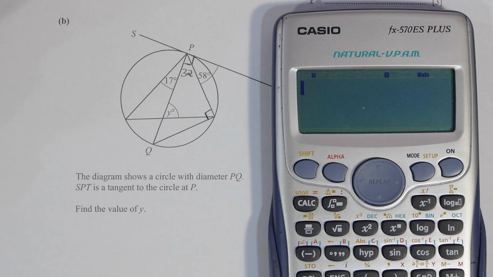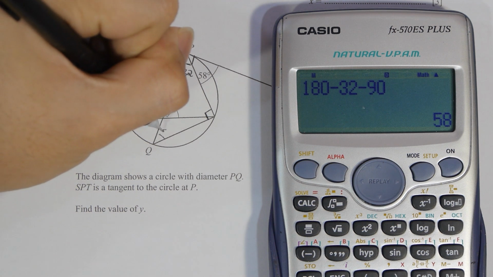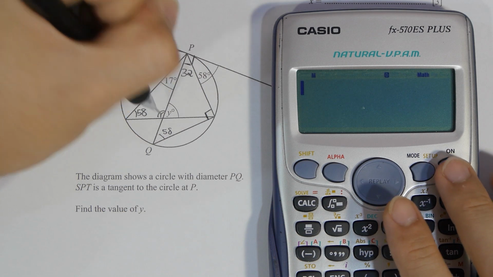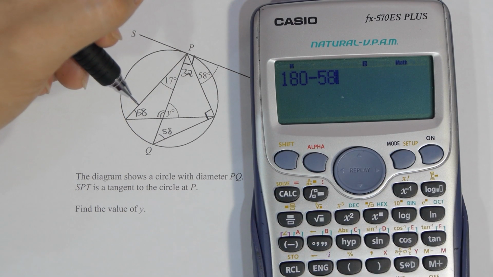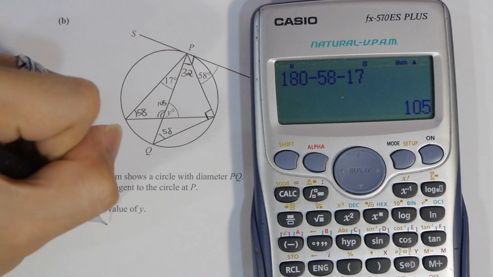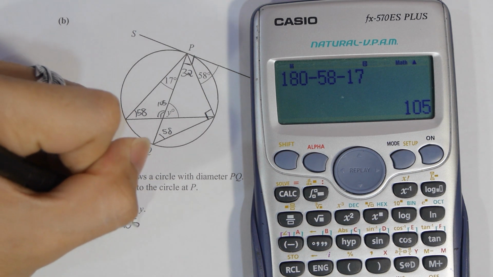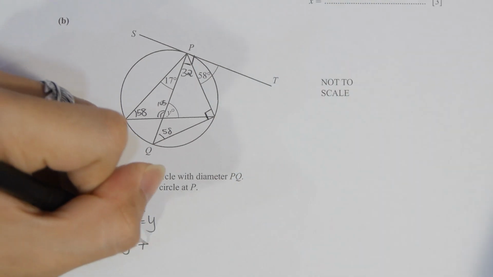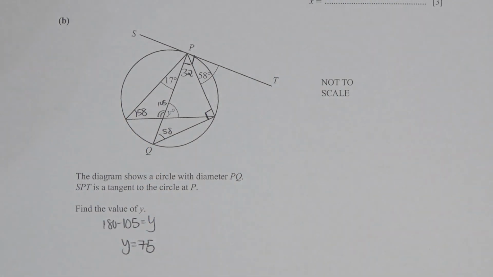So the next thing, you should be able to identify the two values over there. The first one is 32. Then you take 180 minus 90 minus 32, you get 58. Then using the angle from the same segment, you know the other side is 58 as well. With that being said, 58 plus 17 plus the unknown equals 180. So you get 105. Because there's a straight line there, your y result should be 180 minus 105, which is 75.